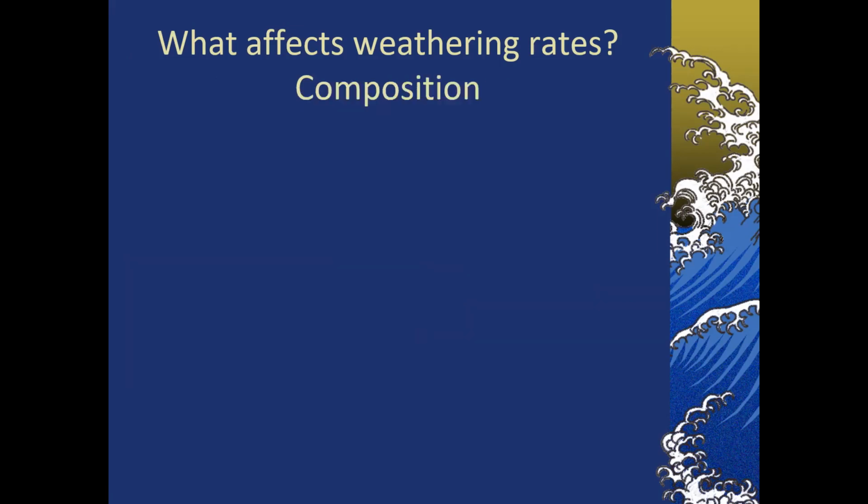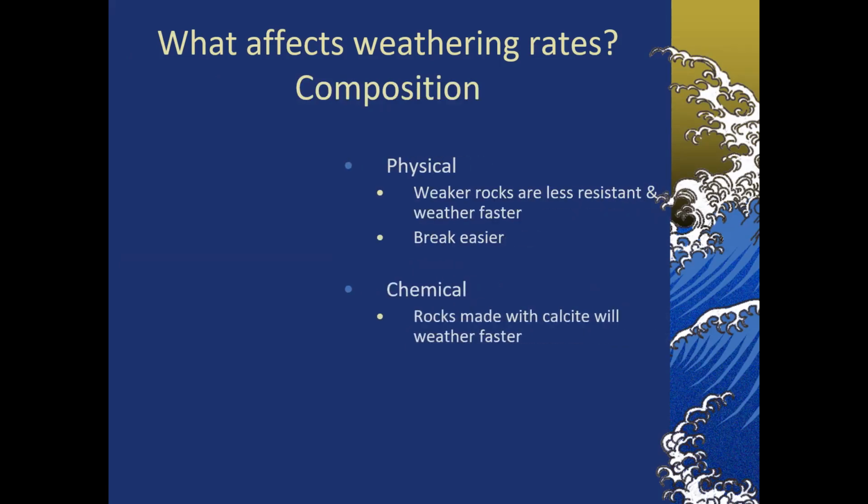All right, and the last one is composition. For physical, weaker, less resistant rocks weather faster; they break easier. And for chemical, the rocks made with calcite will actually weather faster because calcite dissolves with acid. So go ahead and get those two bullets into your notes under physical and chemical.